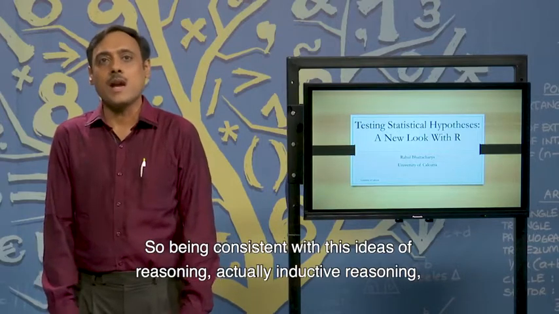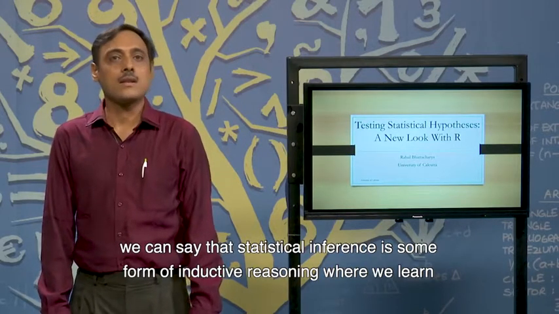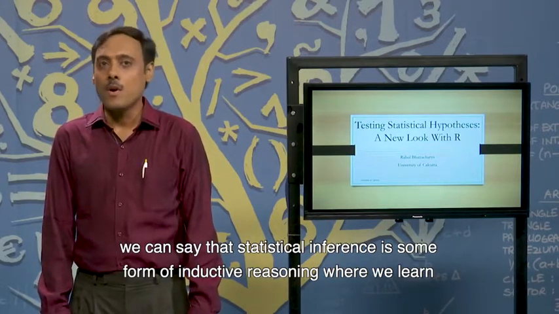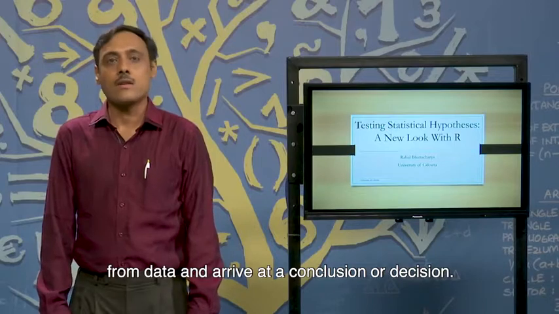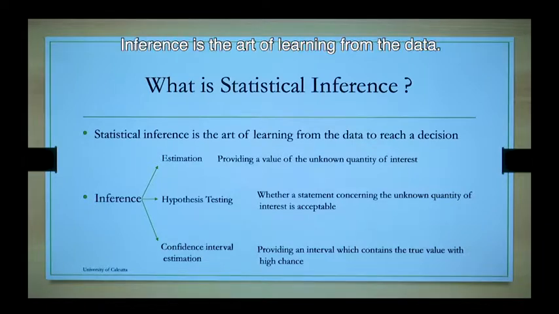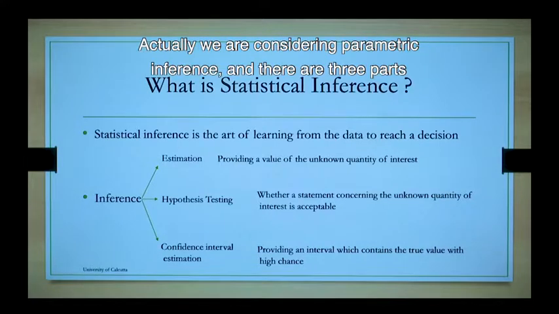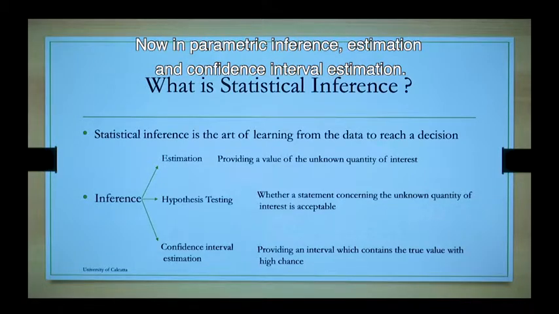Being consistent with these ideas of inductive reasoning, we can say that statistical inference is a form of inductive reasoning where we learn from data and arrive at a conclusion or decision. Inference is the art of learning from the data. There are different forms of inference. We are considering parametric inference, and there are three parts: estimation, hypothesis testing and confidence interval estimation.